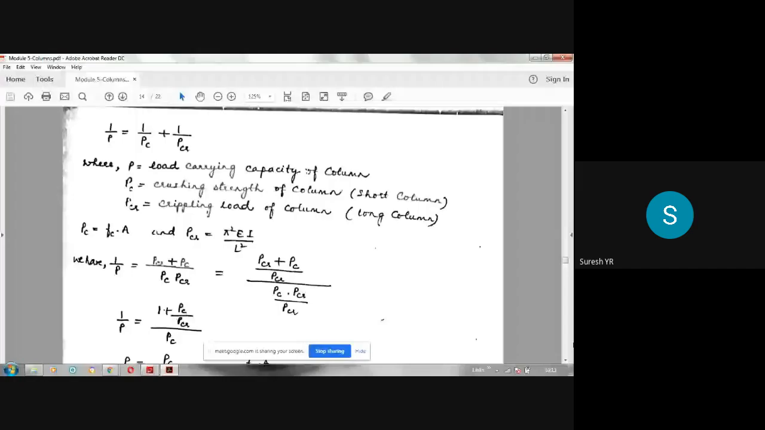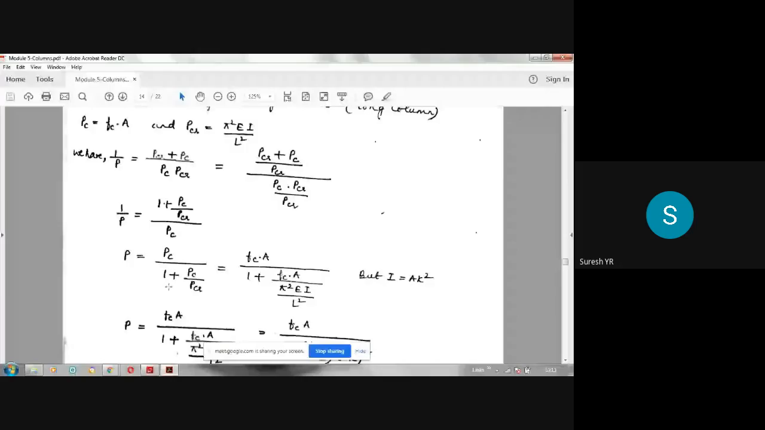P is equal to, if you substitute, 1 by FCA... PC into PCR, the numerator becomes PC. And what he has done in the next step is divide both numerator and denominator by PCR. You will be getting 1 by PC. So these are some simplifications you have to make. Reciprocal of this will be PC divided by 1 plus PC by PCR. Now you substitute for PCR. PC is FC into A. PCR is, so 1 plus F.